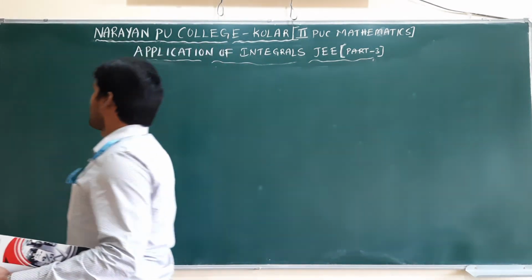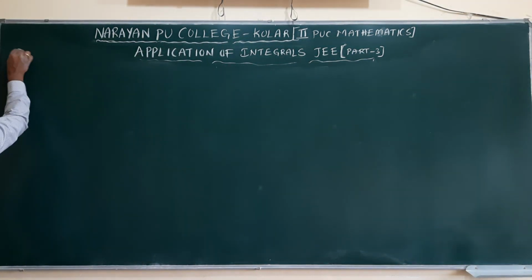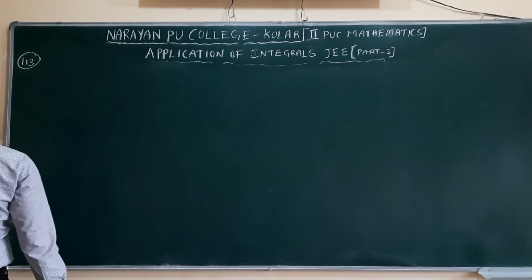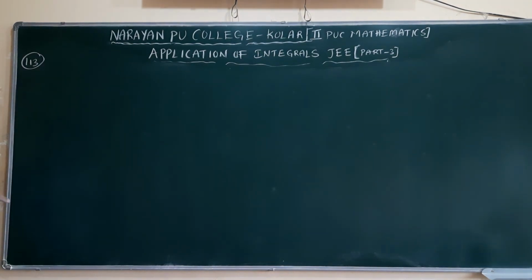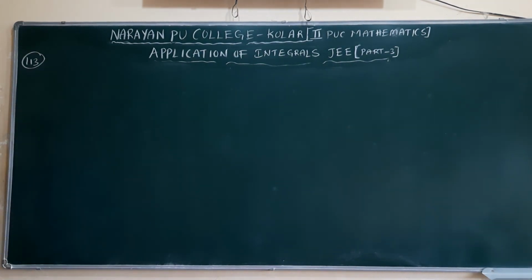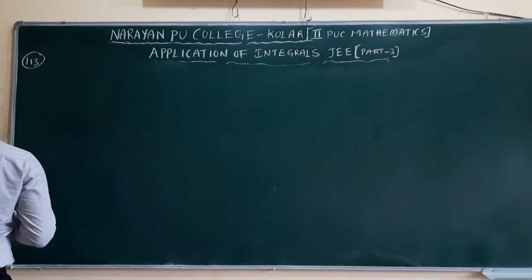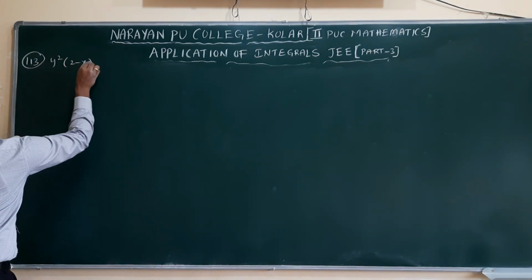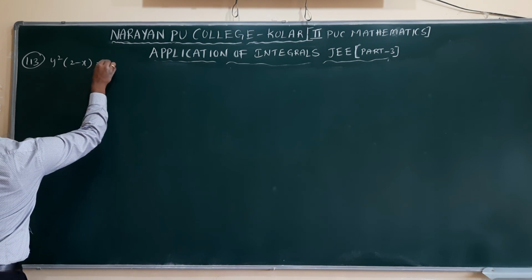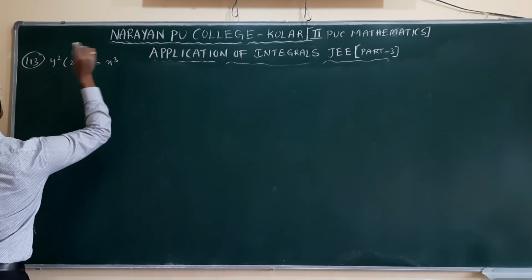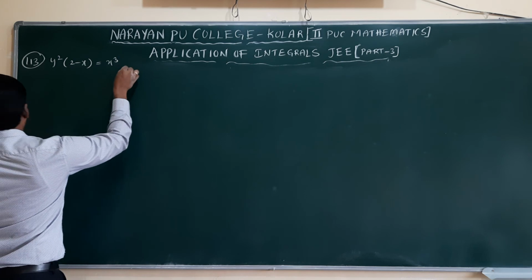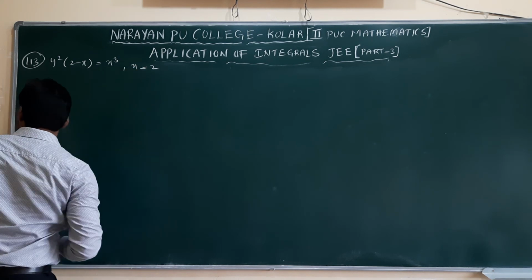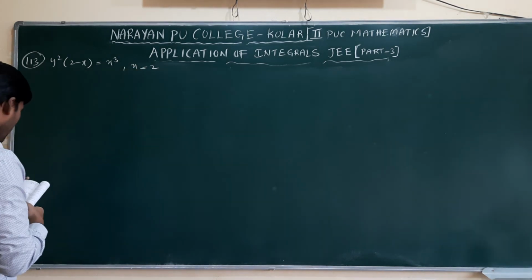Next, question number 113. These models are mixed concept, that's why you are getting lengthy. No shortcut for this. The area bounded by the curve y square into 2 minus x equal to x cube and x equal to 2. For these two curves we need to find the region.